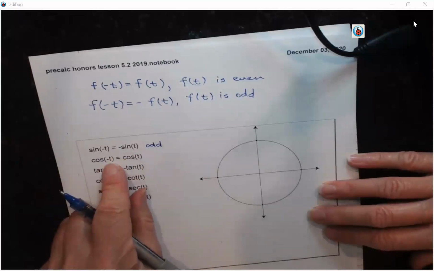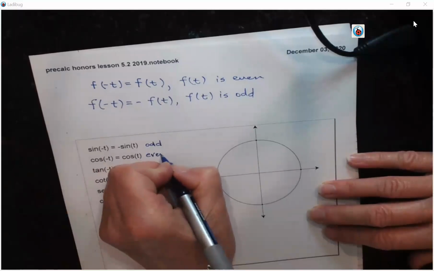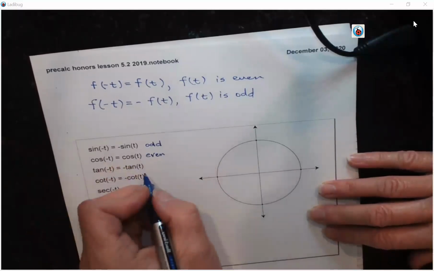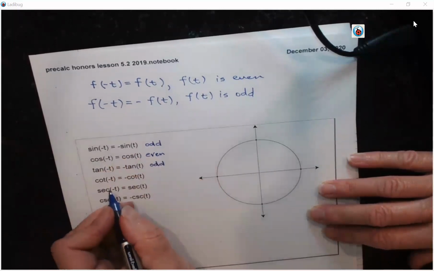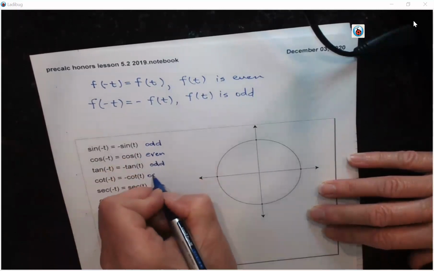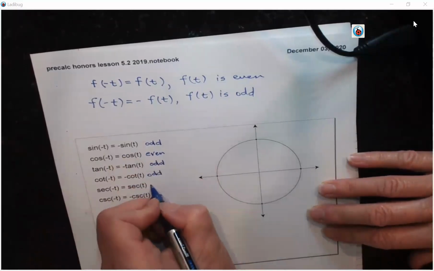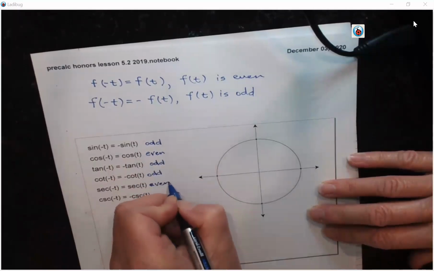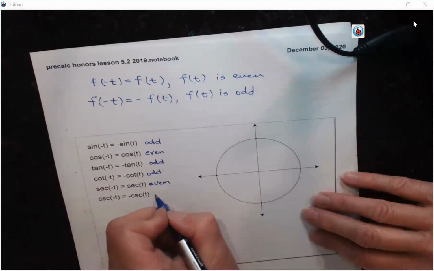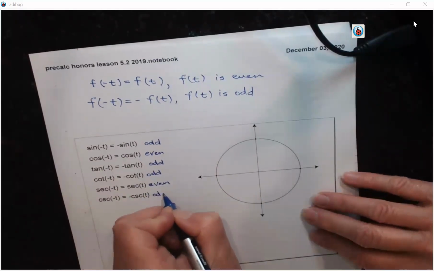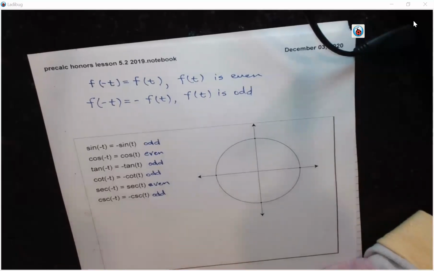If we look at cosine of negative t equals cosine of t, that means the cosine is even. Tangent of negative t equals negative tangent of t. That makes the tangent function an odd function. Same with the cotangent of t, it is odd. The secant of negative t equals the secant of t. That means the secant function is even. And the cosecant of negative t is equal to the negative of the cosecant of t. The cosecant function is odd.